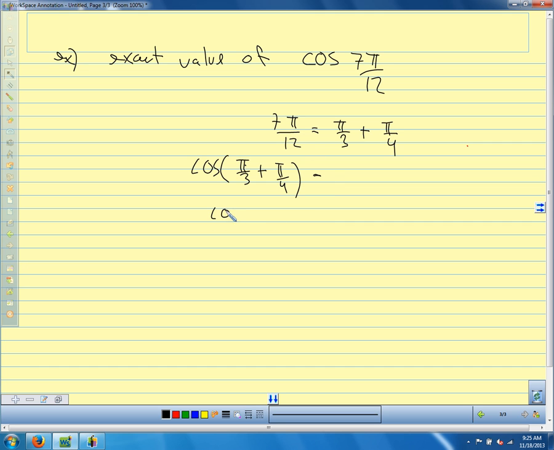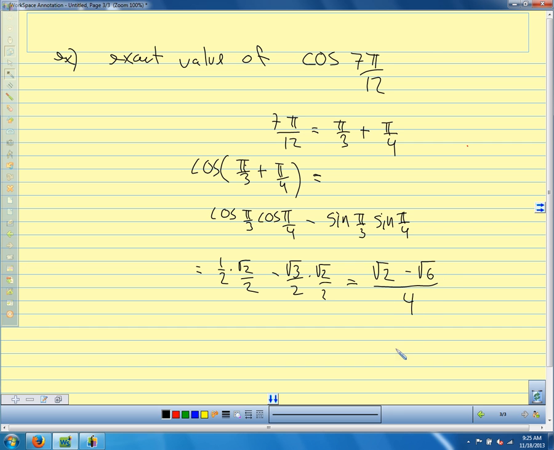That's going to be the cosine of pi over 3 cosine of pi over 4, minus sine of pi over 3 sine of pi over 4. Cosine of pi over 3 is 1/2. Cosine of pi over 4 is square root of 2 over 2. Sine of pi over 3 is square root of 3 over 2, times square root of 2 over 2, and we get square root of 2 minus square root of 6 over 4.